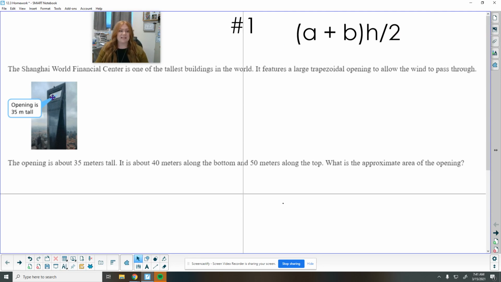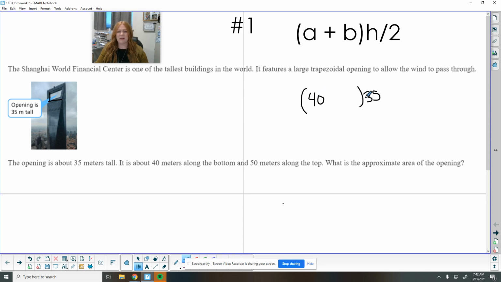Number 1 tells us that the Shanghai World Financial Center is one of the tallest buildings in the world. It features a large trapezoidal opening to allow the wind to pass through. Very interesting. So the opening is 35 meters tall, so the height is 35. That's what we're going to multiply by. It is about 40 meters long on the bottom, so the first base is 40.